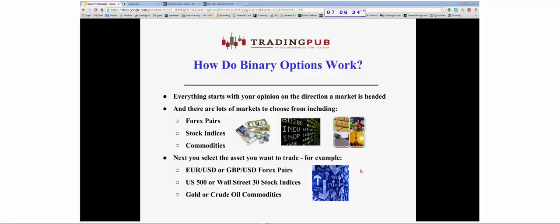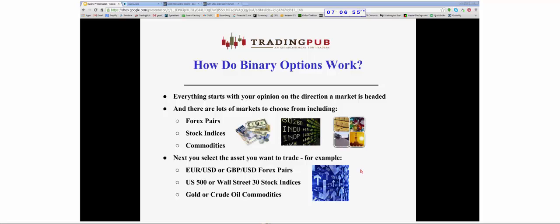And there are a lot of markets you can choose from. There are 9 Forex pairs, and major stock indices: E-mini S&P, Dow, the DAX, Nikkei. There are several other markets and indices that you can trade on Nadex. And some of the major commodities, crude oil, gold, corn, soybeans, and silver, are available to trade on Nadex.